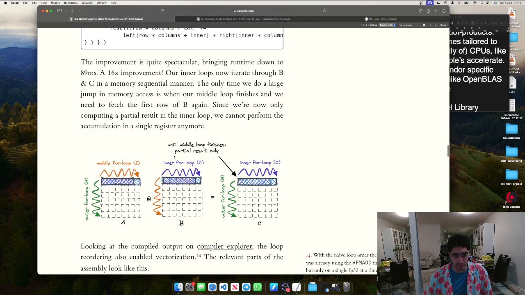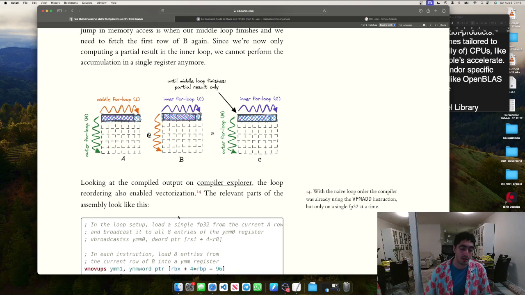In outer for loop, middle for loop, inner for loop, until the middle loop finishes, partial results only. Looking at the compiled output, you know what you can do? I can make a fork from George Hotz's tinygrad. I don't know how fast those guys are, but what this guy did was a lot of architecture dependent optimizations, using a bunch of compiler flags. At the same time, he used some hard coded logic of how the computer works, which is genius. Absolute genius.